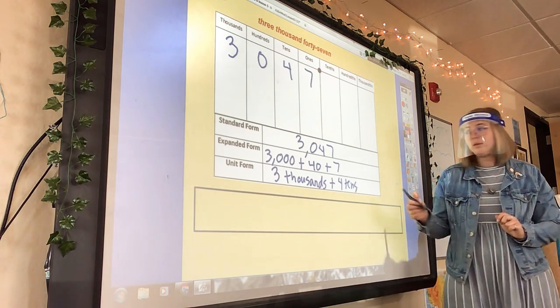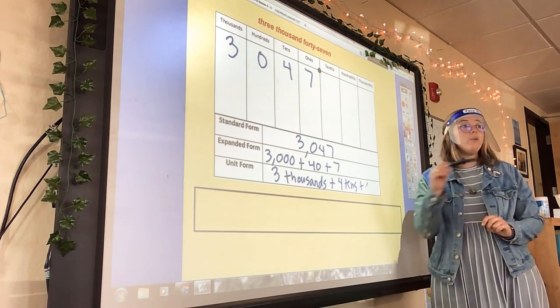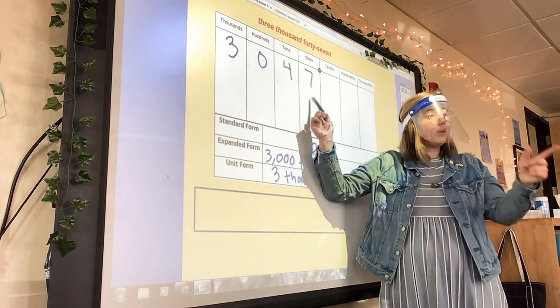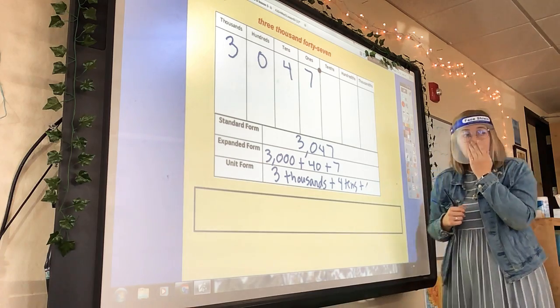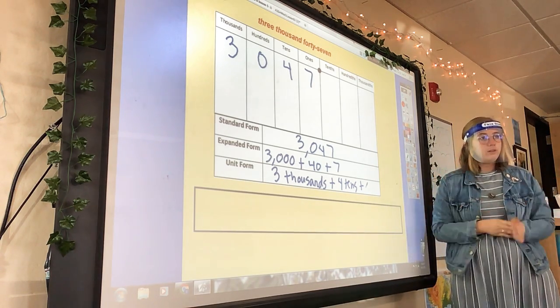Charlie, question? Wouldn't it be 40 times? No, because that would mean we would have 4 hundreds. So remember, it's just 4 tens, which means 40. Oh, right. But it's not 40 tens, it would be 40 ones.